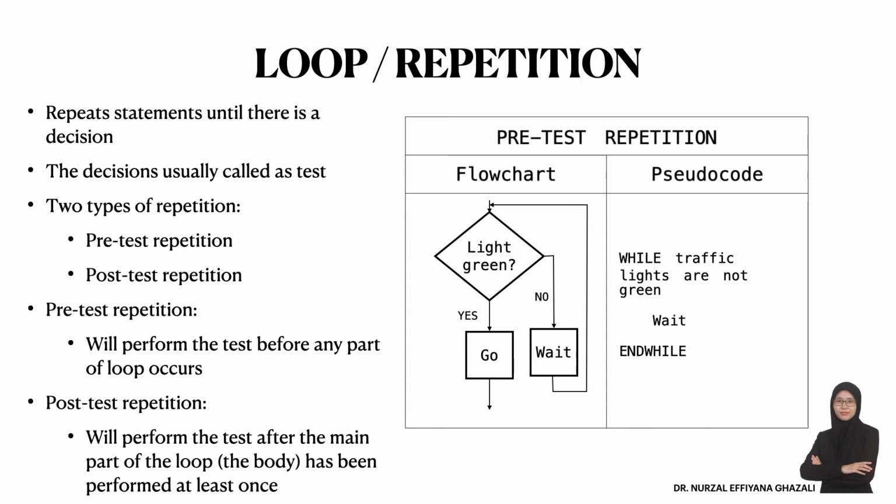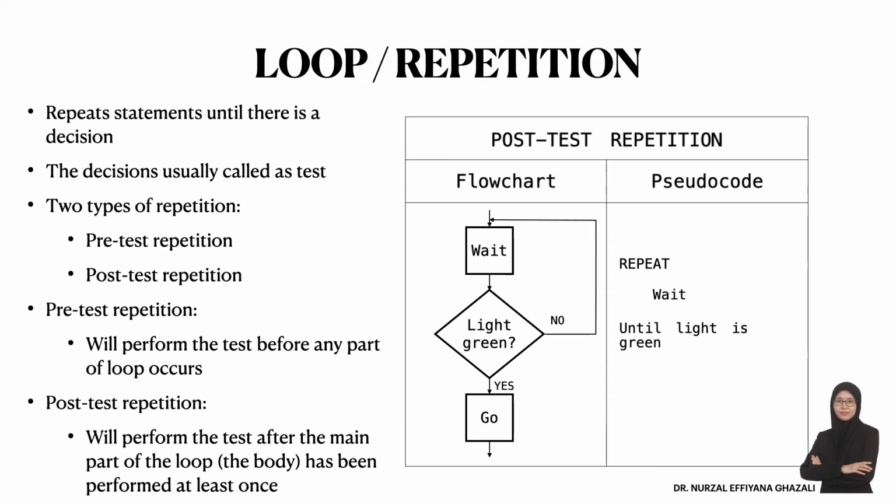In pre-test repetition, the test or decision will be performed before any part of the loop occurs. As you can see here in the flowchart or pseudocode, the test or decision is the green light while wait is part of the loop. In this case, the decision of the light comes before wait, so it is pre-test repetition.